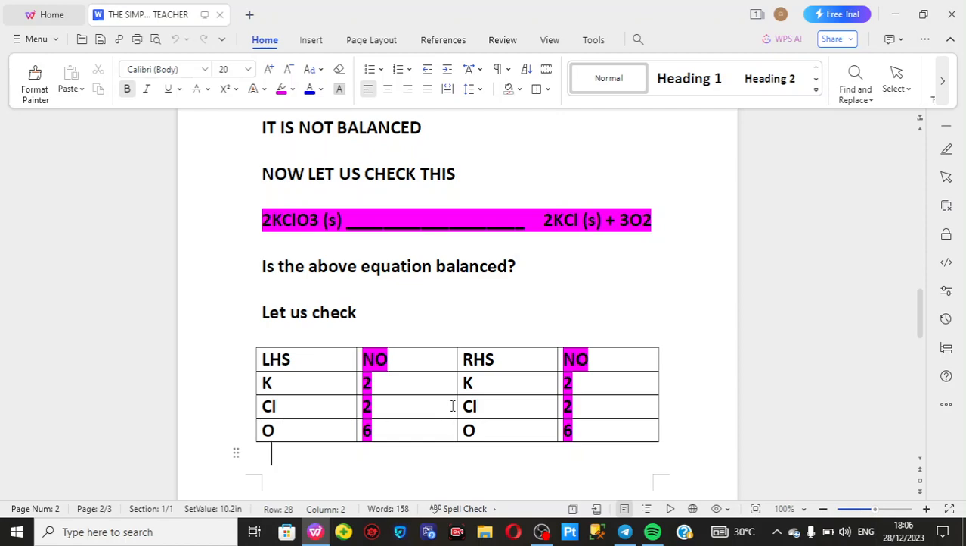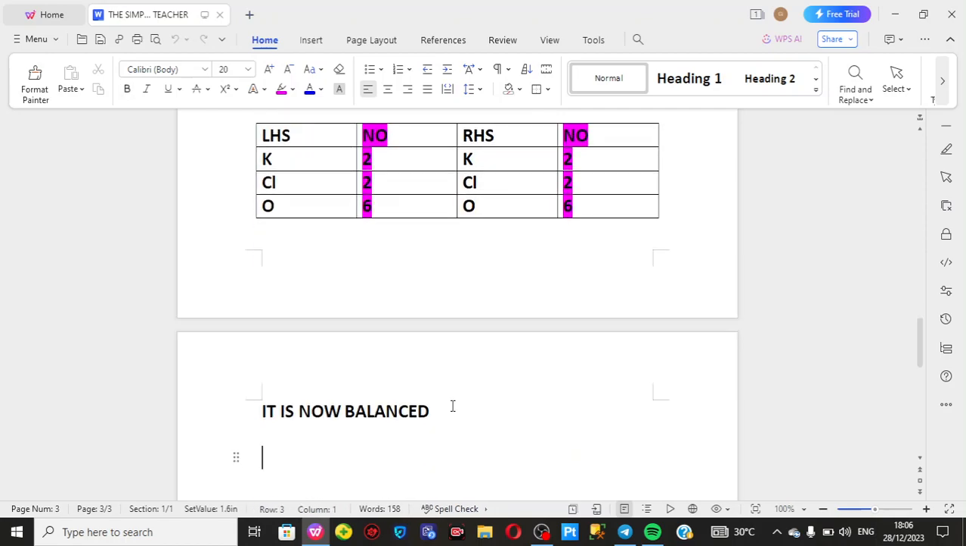Chlorine, 2 times 1 atom of chlorine will give us 2, and at the right hand side, we are getting the same thing, 2. Now in oxygen, 2 times 3 will give us 6, and at the right side, 3 times 2 is also giving us 6. And now it is balanced. So can we say that we have balanced this chemical equation?